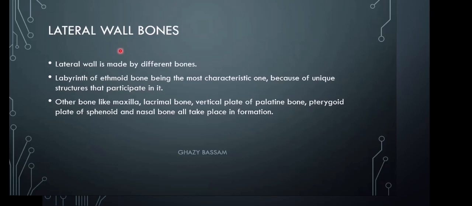Now, lateral wall bones. We can divide the lateral wall into bones and structures. The lateral wall is made by different bones. The labyrinth of the ethmoid bone is the most characteristic one because of the unique structures that participate in it, namely the superior and the middle concha. Other bones like the maxilla, lacrimal bone, vertical plate of the palatine bone, pterygoid plate of the sphenoid, as well as the nasal bone all take part in the formation.